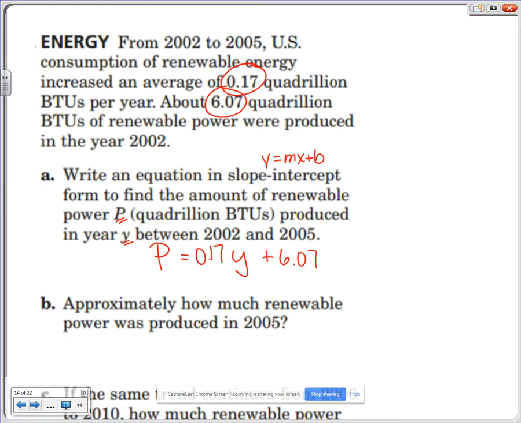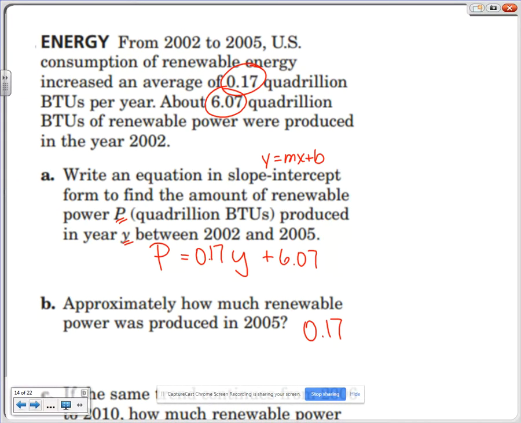All right, now I don't have a graph to look at this time, do I? But if I have an equation, I can always plug into that equation, correct? Approximately how much renewable energy power was produced in 2005? Now here's the kicker. I'm not going to plug in 2005. That's an enormous number to put in here, right? You see how it says year y between 2002 and 2005? How many years after 2002 is this? 3 years. So I'm going to plug in 3.